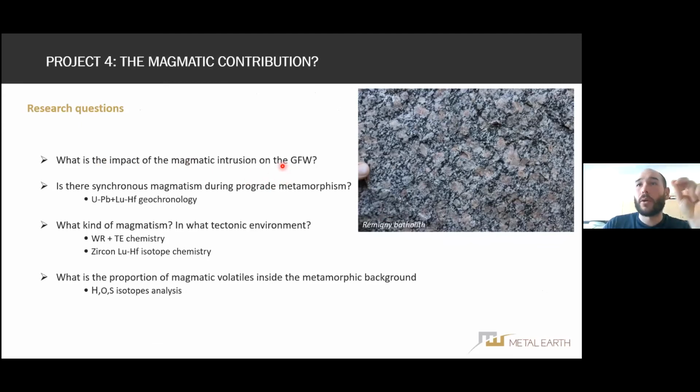We're going to do that both in the Pontiac and the Quetico. Is there synchronous magmatism during prograde metamorphism? We're going to date them using both uranium-lead and lutetium-hafnium geochronology when possible. We're going to try to characterize the type of magmatism in terms of chemistry, and that's going to lead to what tectonic environment was involved. And we're going to test the isotope composition, what is the proportion of magmatic volatiles inside the metamorphic background, and test the impact of those magmatic intrusions on the gold fluid window.